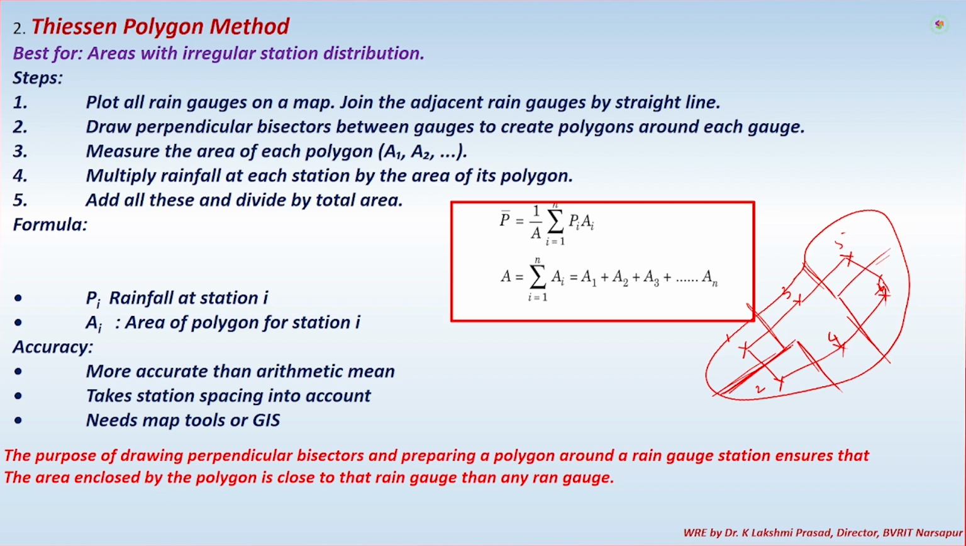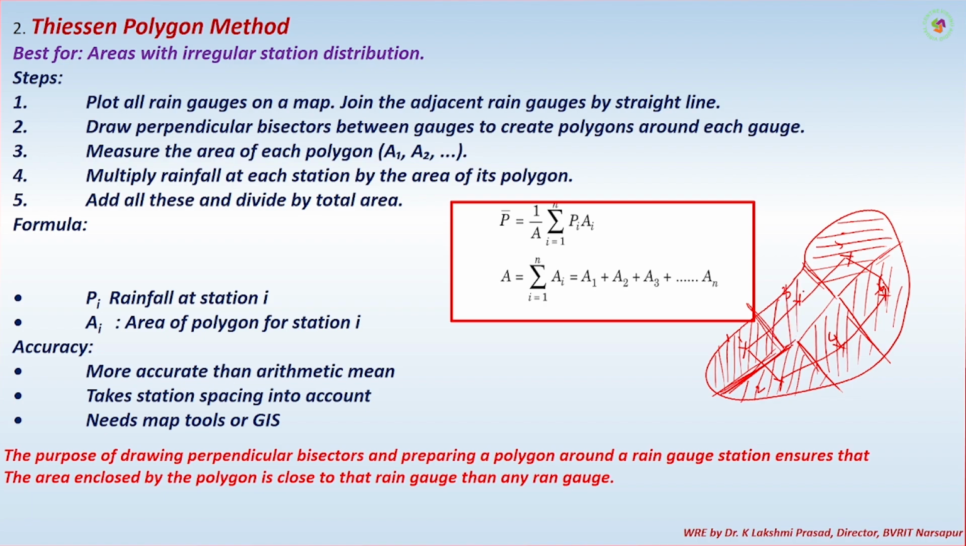Like that, if you draw the perpendicular bisectors, for example under rain gauge station 1, this is the area. Why perpendicular bisectors? Because they give the area corresponding to that rain gauge, the nearest area to that rain gauge. For rain gauge 1, this is all the nearest area. Similarly, for rain gauge station 2, this is the nearest area. For station 4, this is all the nearest area. For station 6, this is the nearest area. For station 5, this is the nearest area.